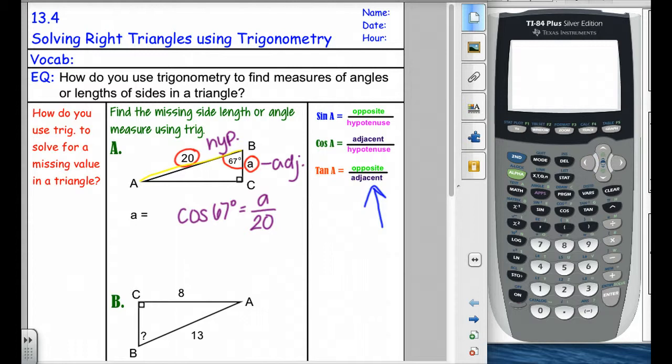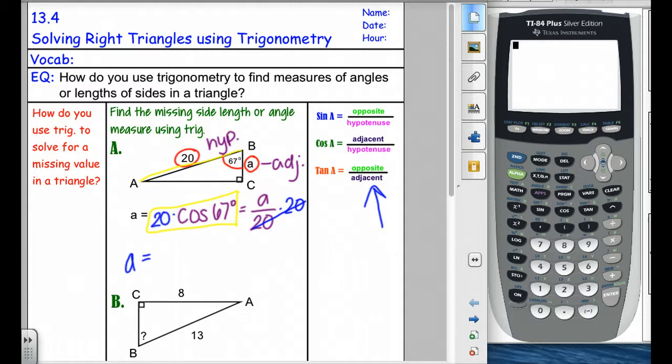Now I want to solve for A. To solve for A, I'm going to multiply both sides by 20. That cancels here and leaves me with A, and on the other side I've got 20 times the cosine of 67 degrees.